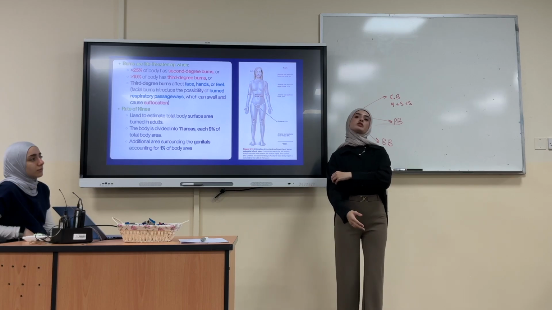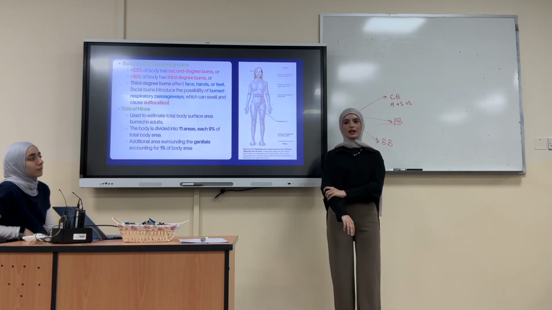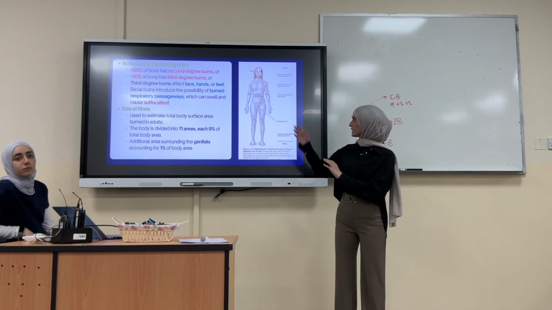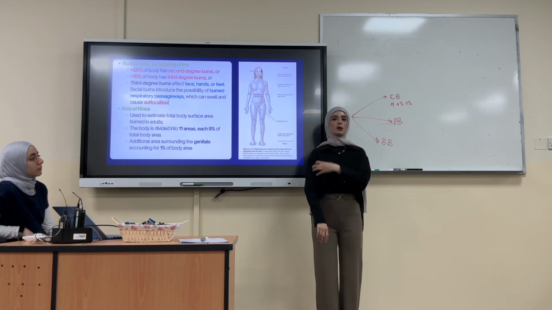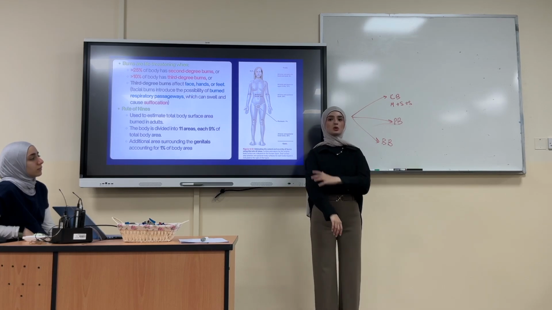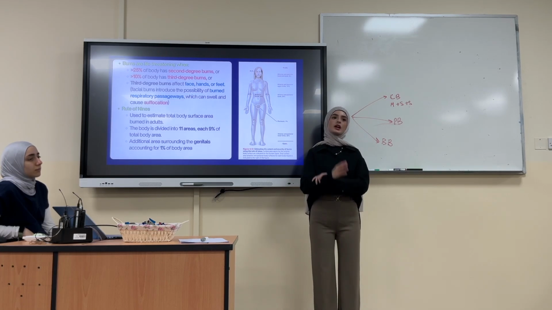4.5. Is it 9 or 4.5? 4.5, because it's only the anterior portion. Makes sense? Only anterior portion, 4.5. If I say I burnt my right arm completely, posterior and anterior, 9%.